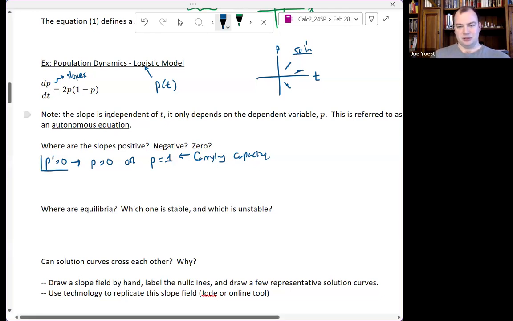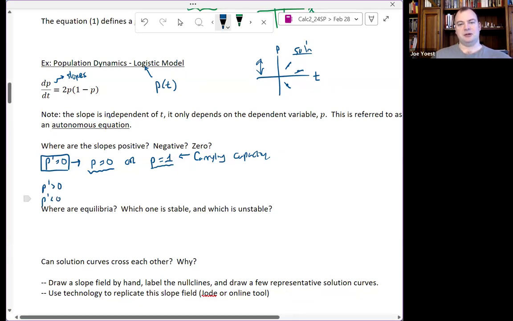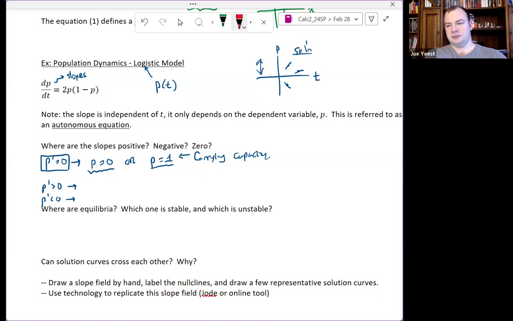Okay, so when are the slopes 0? When p is 0, when my position is 0 on the vertical axis, regardless of what the t value is, or when p equals 1, regardless of t. That's when the slopes are 0. When is p prime bigger than 0? And when is p prime less than 0? For this, I'm going to come over here and draw a picture.